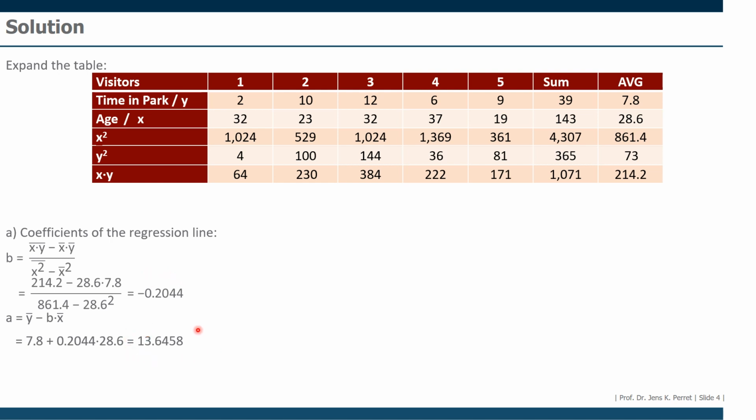Then we have down here the intercept. The intercept is the value we get for y if x is 0. So if we would have someone who's of age 0, he would spend on average 13.65 whatever hours in an amusement park. Well, we could theoretically have someone with an age of 0. He would usually not go in an amusement park on its own. Maybe their parents take them, but it's still a bit strange.